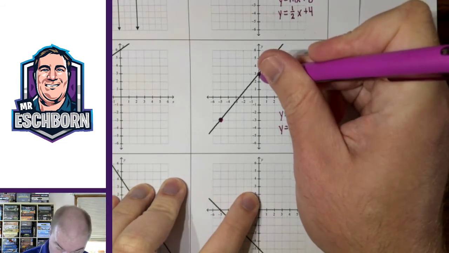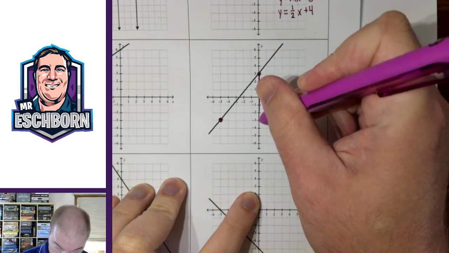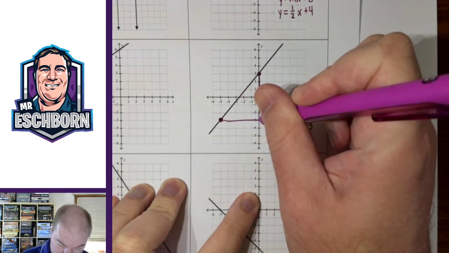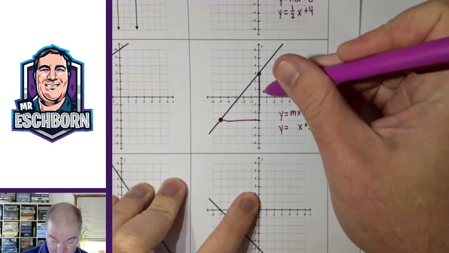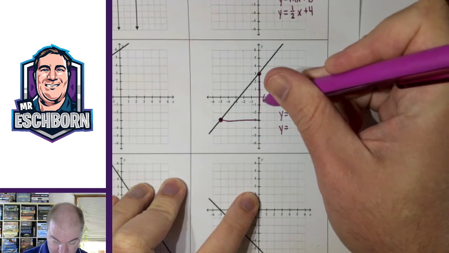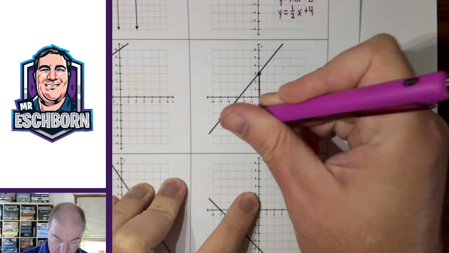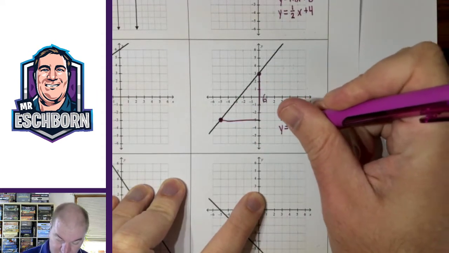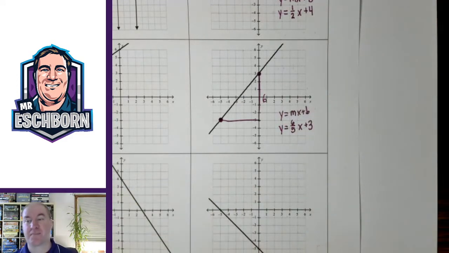So then I'm going to do my rise and my run, making a triangle. My rise is 1, 2, 3, 4, 5, 6. My run is 1, 2, 3, 4, 5. So my slope is 6 over 5.